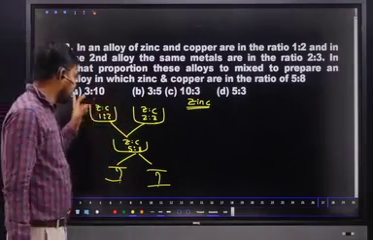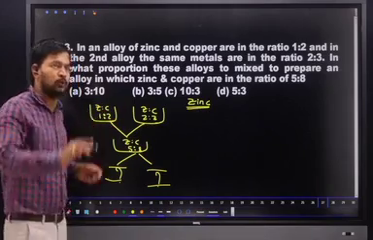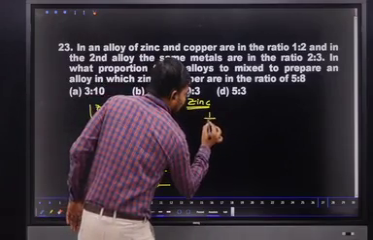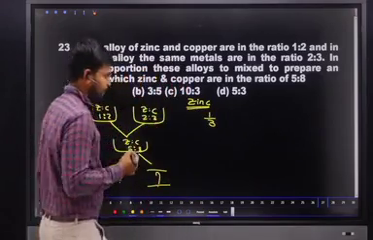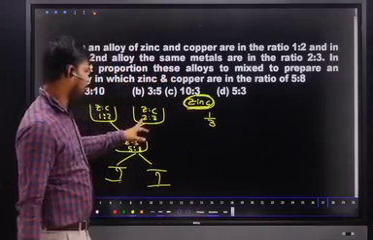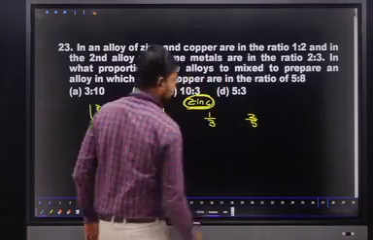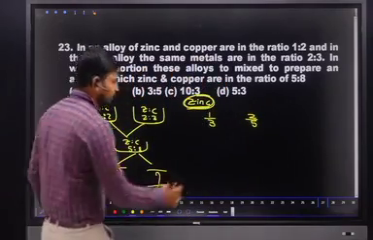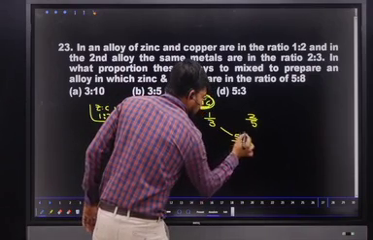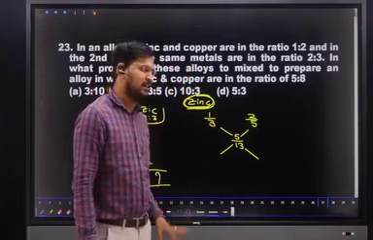In the first vessel, how many parts of zinc are there? One part of zinc out of a total of three parts. In the similar fashion, in the second vessel, zinc is how many parts? Two parts out of five parts. In the resultant mixture, 5 parts zinc out of 13 parts. Now 1/3 is zinc, 2/5 is zinc, 5/13 is zinc.